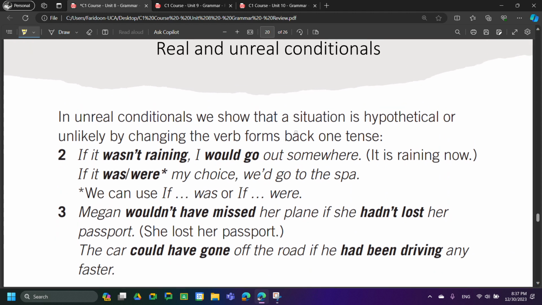In unreal conditionals, we show that a situation is hypothetical. Okay, so that's what we're doing here, right? Or unlikely by changing the verb forms back one tense. So you're going back one tense. For example, conditional 2. In the if clause, you're going to have a past tense: if it wasn't raining, and then in the main clause, you have I would go out somewhere. So if it wasn't raining, I would go out somewhere. It is a hypothetical situation because it is raining right now.